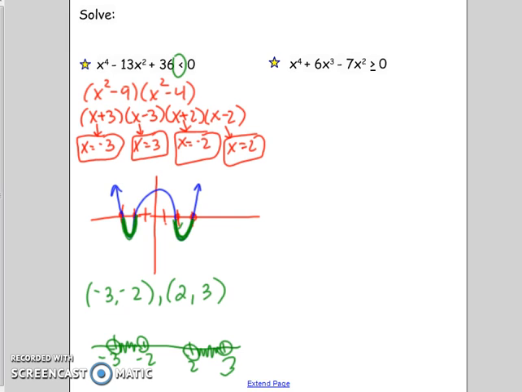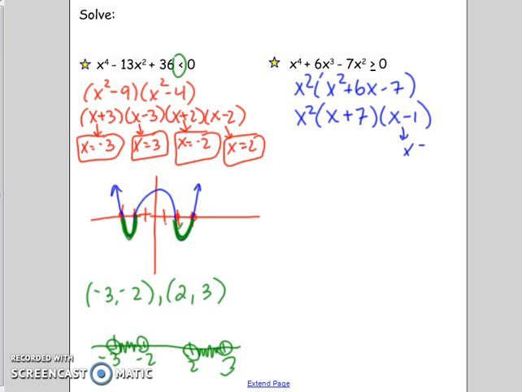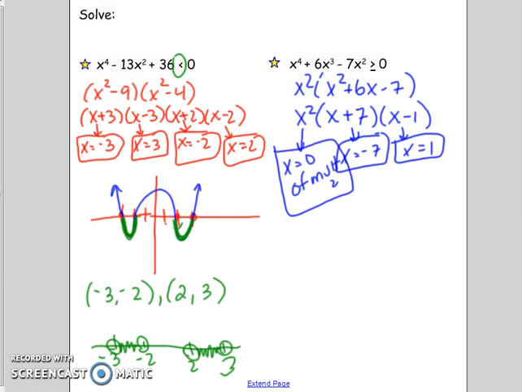Okay, and with the last one, we could take out a GCF. So we're going to take out the x squared first, and we're left with x squared plus 6x minus 7. And then we're going to factor that like a regular quadratic. So multiplies to negative 7 and adds to 6. So plus 7 and minus 1. When we go to solve these, this one's going to give us 1. This one will give us negative 7. And then this one is going to give us 0 of multiplicity 2, since there's 2 zeros there.